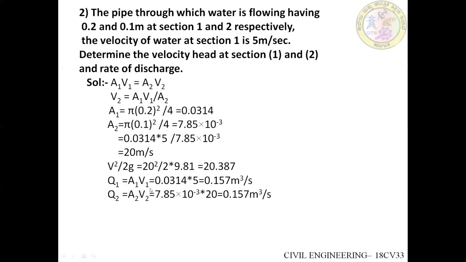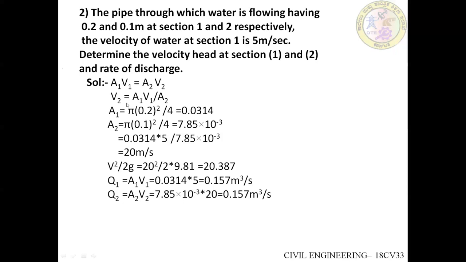Next problem: the pipe through which water is flowing has section 1 and section 2. The velocity of water at section 1 is 5 meter per second. Determine the velocity head at section 1 and 2 and rate of discharge. You have to determine the velocity head, which is nothing but v square by 2g, at section 1 and 2. Rate of discharge is q. Diameter is given, d1 and d2. They have taken two sections, section 1 and section 2.